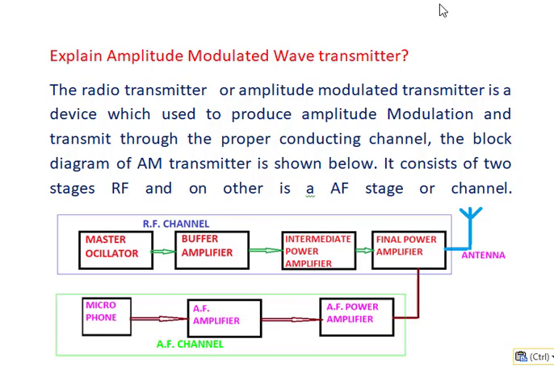The two channels are the RF channel and the AF channel. RF is the radio frequency channel and AF is the audio frequency channel. Both the channels are combined using the final power amplifier, and then the amplitude modulated wave is transmitted through the antenna. The RF channel consists of different blocks: master oscillator, buffer amplifier, intermediate power amplifier, and final power amplifier. The AF channel, the audio frequency channel, consists of the microphone, AF amplifier, and the AF power amplifier.